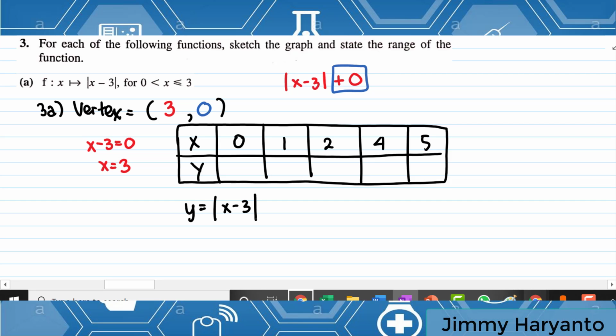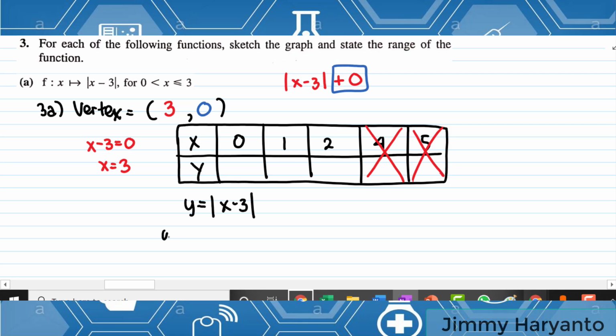Oh, but the question wants us only to draw from 0 to 3, so we don't have to draw 4 and 5. Let's discard this. Yeah, so we only have to find 0, 1, and 2. y equals the absolute value of x minus 3.